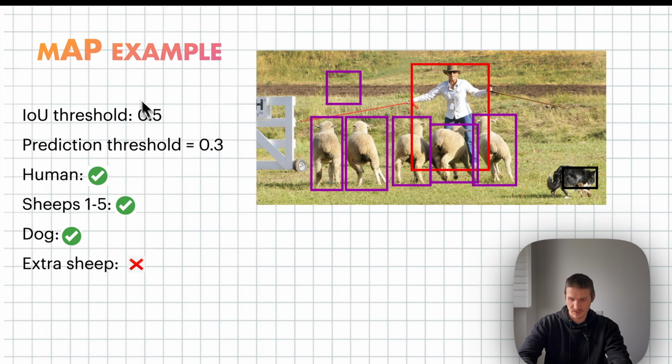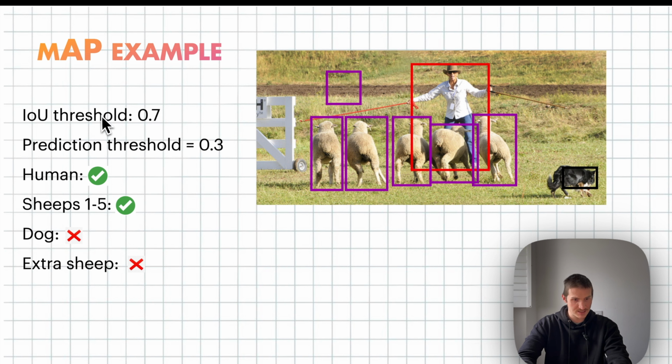So we start with a relatively small IOU threshold of 0.5 and a relatively small prediction threshold of 0.3. Now, the model correctly identified all the 5 sheep and the human here, but then it did a sloppy job at predicting the bounding box. However, with such a low IOU threshold of 0.5, we still count that as a success. But it also predicted the extra sheep around here. So this is counted as an error.